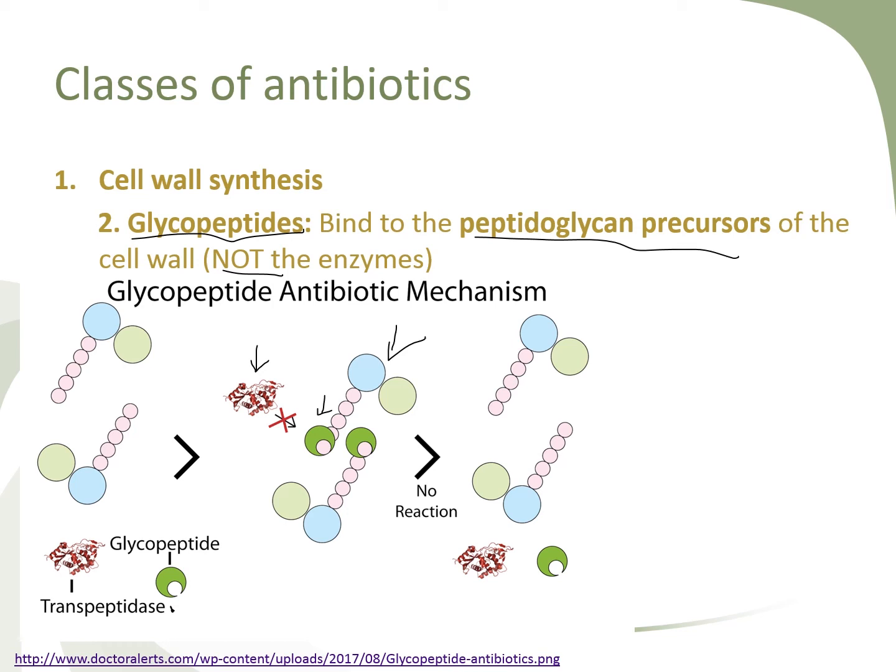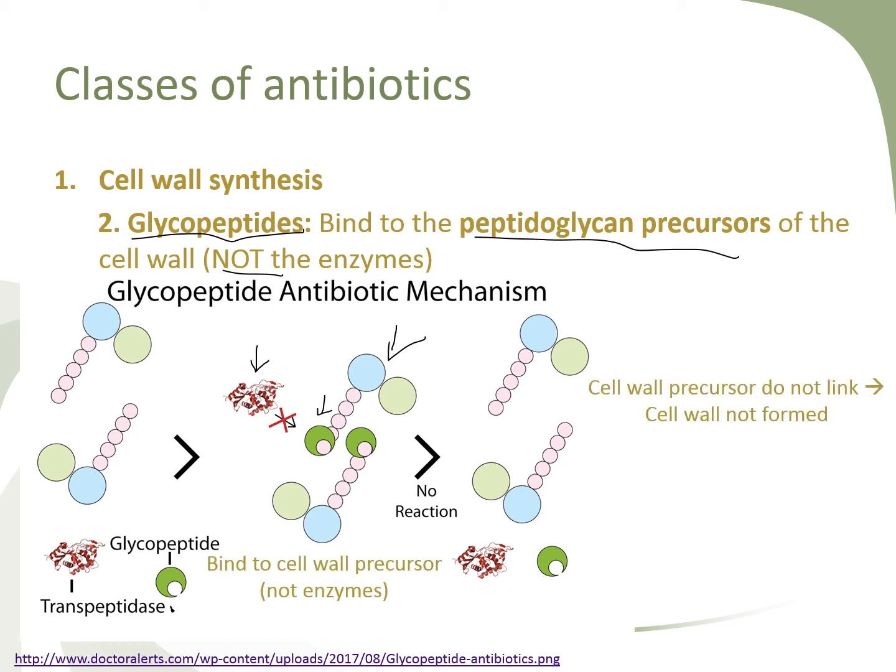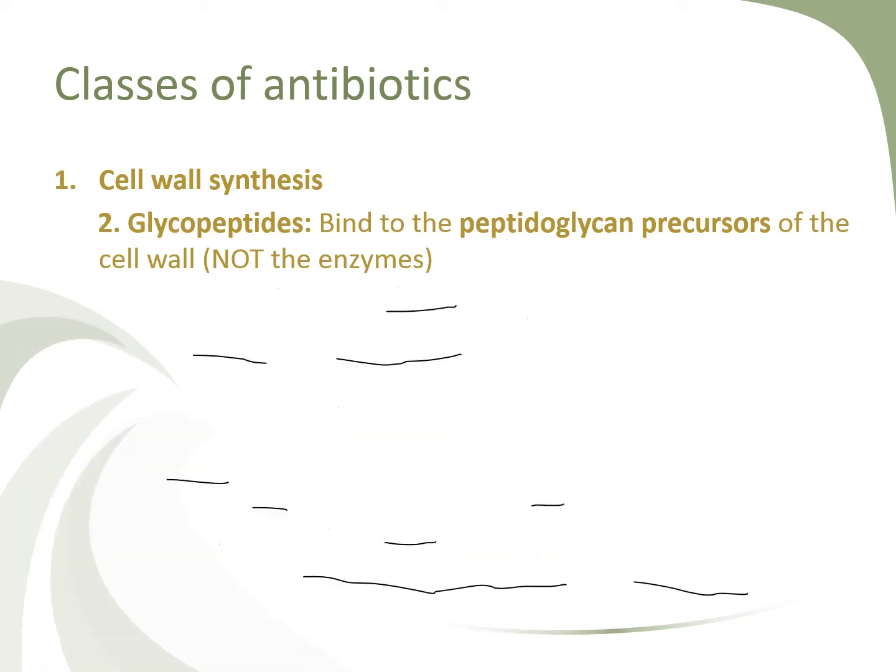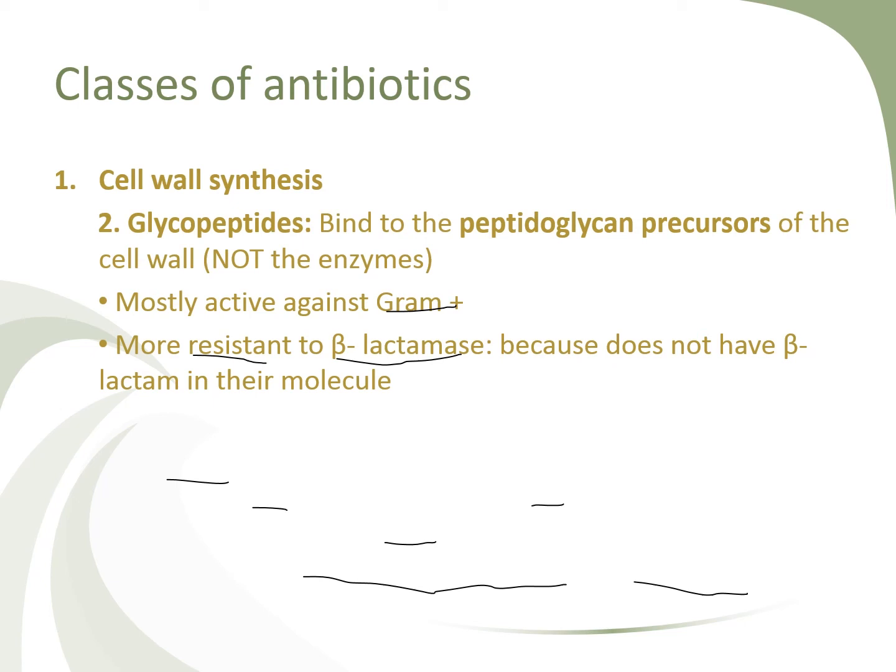So if it binds to the precursor, the cell wall precursor will not link and the cell wall will not be formed. This is mostly active against gram-positive again, because gram-positive has a thick cell wall, and it is also more resistant to beta-lactamase because it does not have a beta-lactam in its molecule. So beta-lactamase breaks down the beta-lactam ring in the penicillin, but this glycopeptide doesn't have the beta-lactam, so it is more resistant, doesn't get affected.